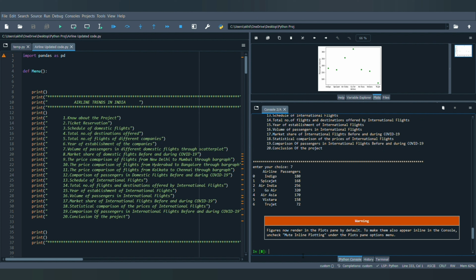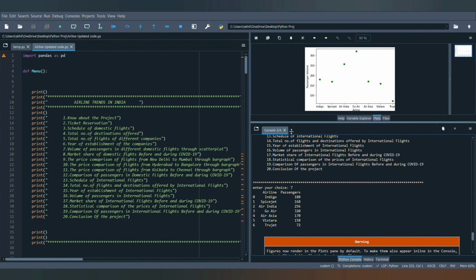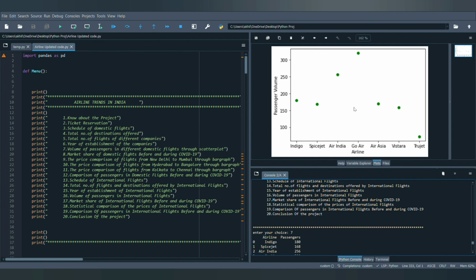And then when I select the seventh option, it gives me the volume of passengers of these different flights. And this is given in the form of a scatter plot. So we can see these different airline companies and the volume of passengers that travel in these companies, what the passengers prefer most. So all of it is displayed in the form of a scatter plot.